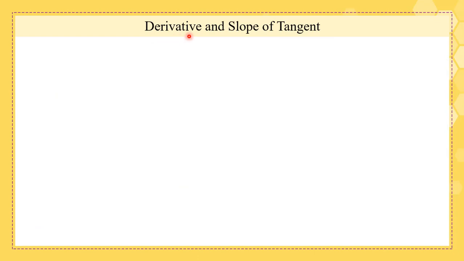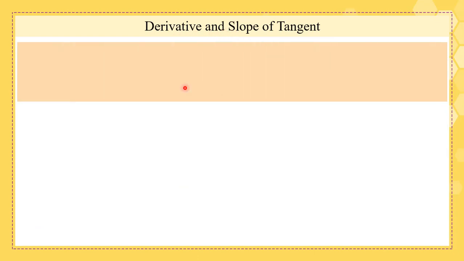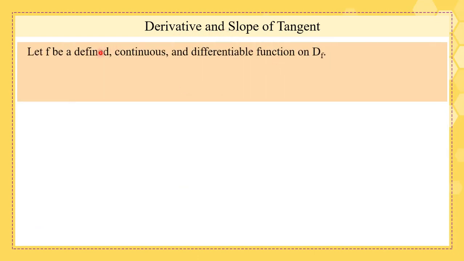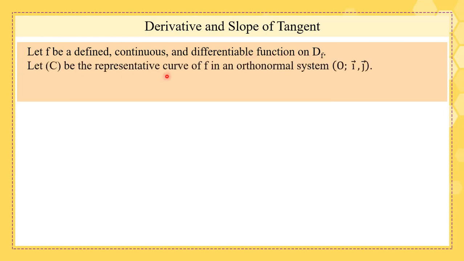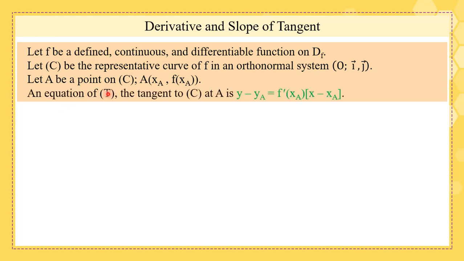Now, what is the relation between derivative and the slope of tangent? If f is a defined, continuous and differentiable function on a domain of definition, and if c is the representative curve of f in an orthonormal system, and a is a point on c, pay attention, a should be a point on c, so the coordinates of a would be xa and f of xa. In this case, an equation of the tangent to c at point a would be given in this form. So to find such an equation, we need x of a, y of a, and f prime of xa.